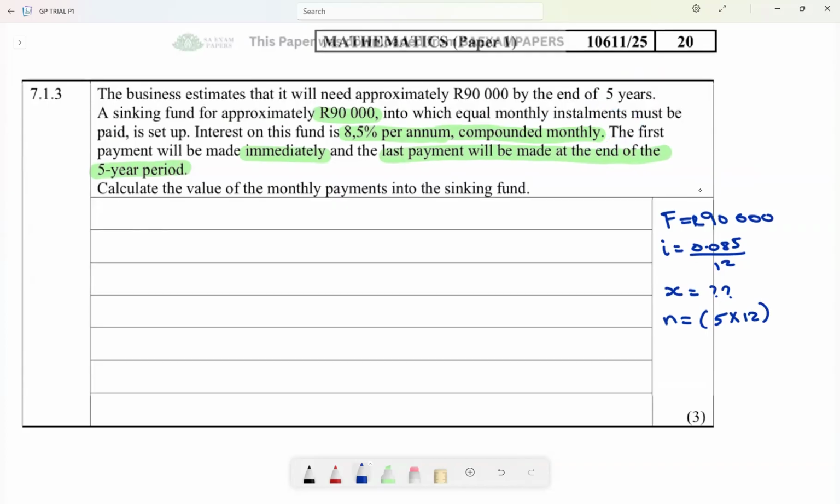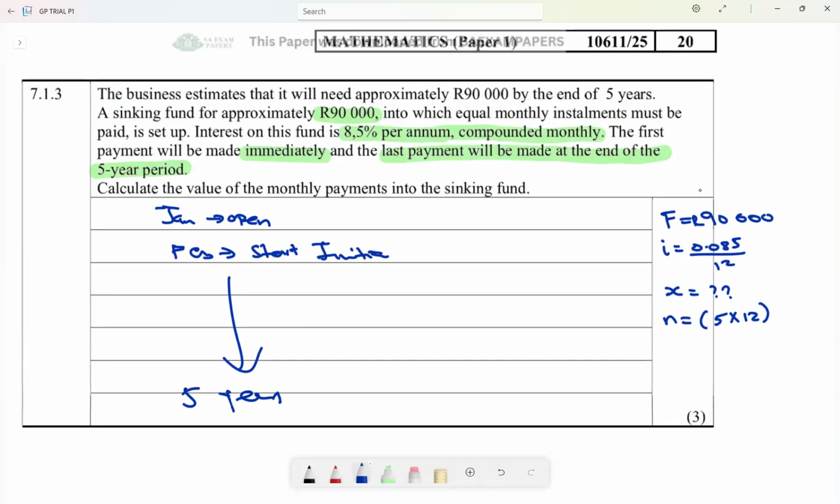But now, if you pay immediately, let me explain. Let's say you open your savings account in January, and then in February you start with the initial saving up to 5 years. If you open in January and start in February for 5 years, this will be 5 multiplied by 12, which is 60 payments, or 60 months.